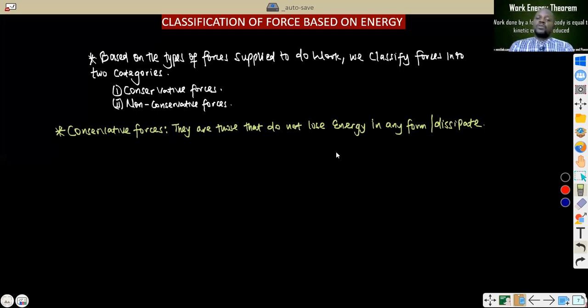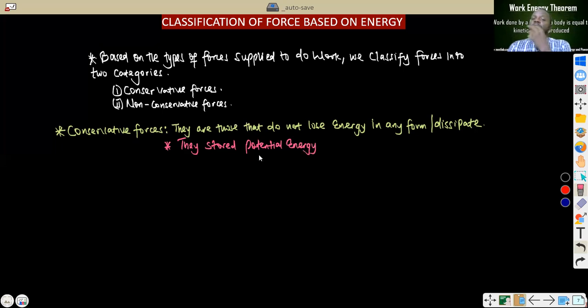Another point we can also write about conservative forces, which I think is important for future use, is that they never lose energy. We have talked about that they never dissipate energy. We can also say that when we talk about conservative forces, they store potential energy. That's another point we need to understand.